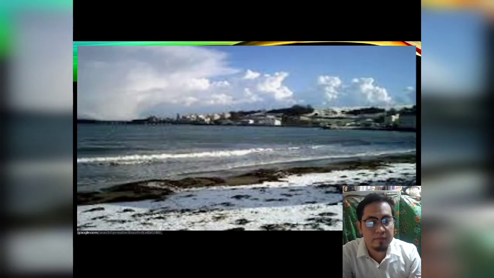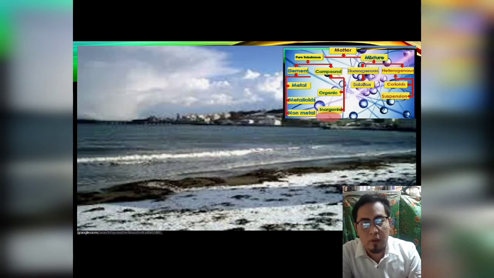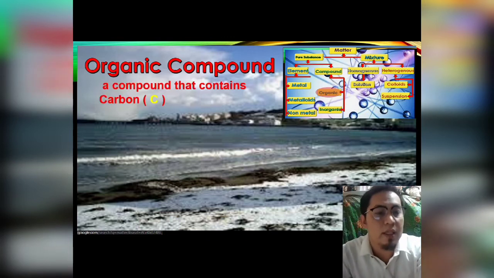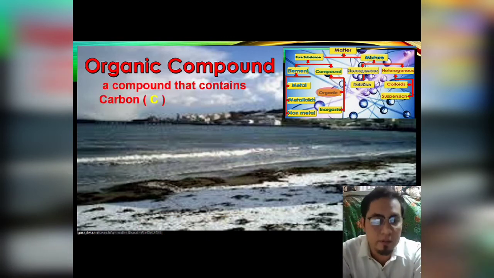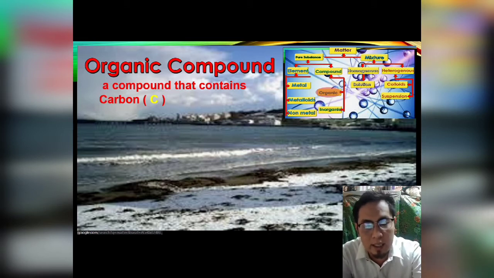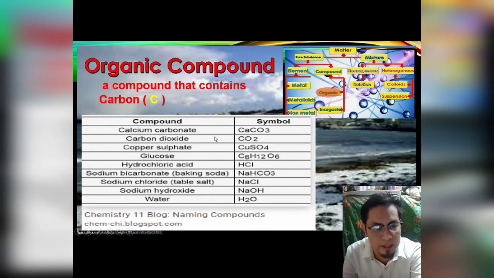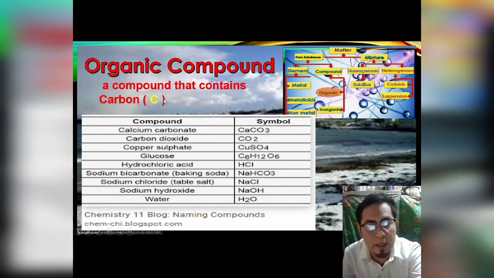Next, compound is divided into two. We have the organic. When we say organic, it is a compound that contains carbon. If we combine elements and it has carbon in it, it can be considered as an organic compound. So we have here different examples. Now let us identify which is organic and which is not organic. Basically, we have to identify whether the compound has carbon in it.